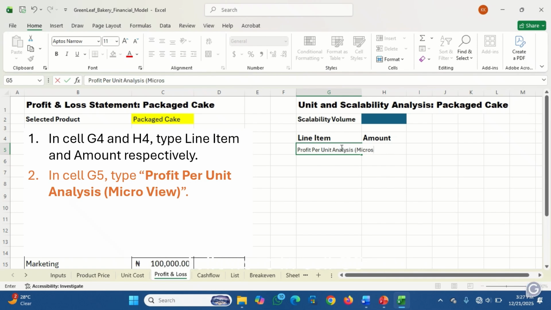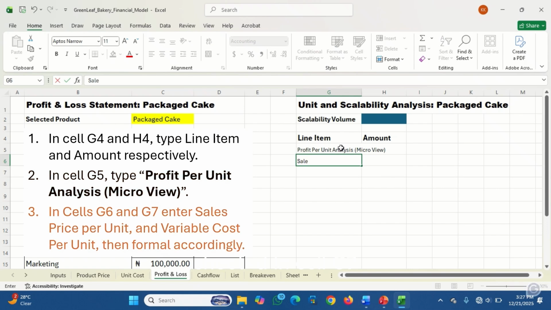C. In cell G6, enter sales price per unit. We'll retrieve this from the product price sheet. D. In cell G7, type variable cost per unit. This will be retrieved from the input worksheet as per the product selected. Format the cells accordingly.